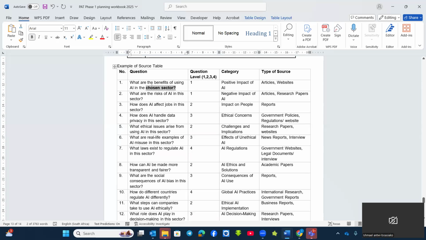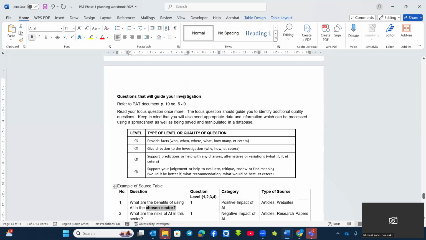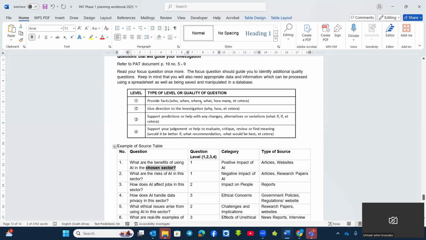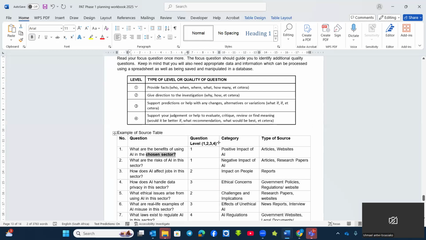And then the level, because we are using what? The level, when you provide facts like who, when, where, what, how many, it is level 1. So here is level 1. And then the category, because we are talking about the benefit, it will be part of the positive impact of AI. And then what are the risks of AI in banking and finance? And that one, because it's what? It will be negative impact of AI because of the risk. Risk will be the negative.